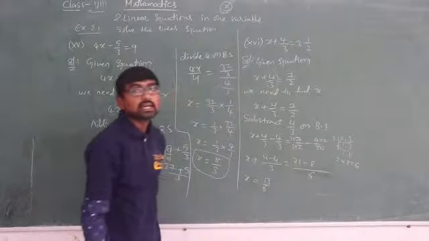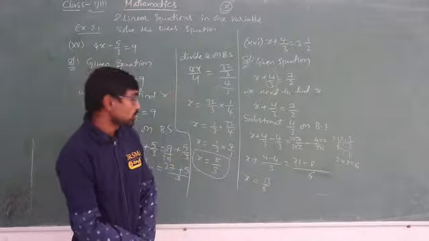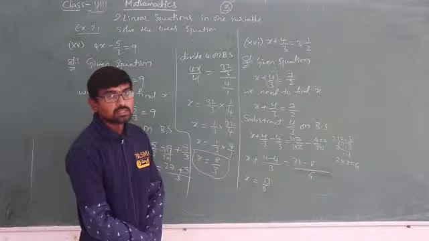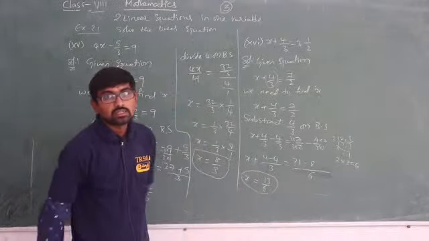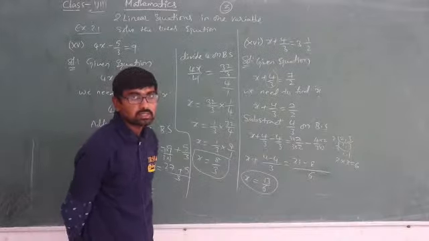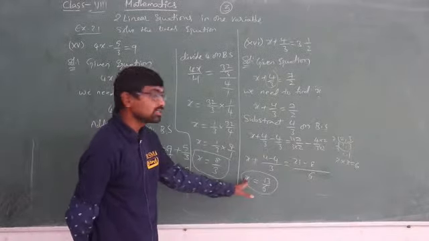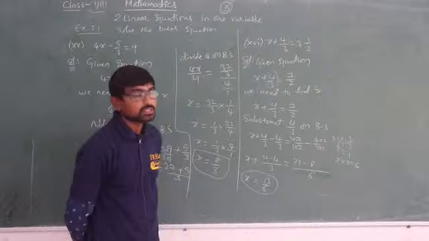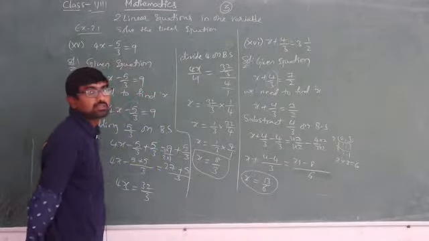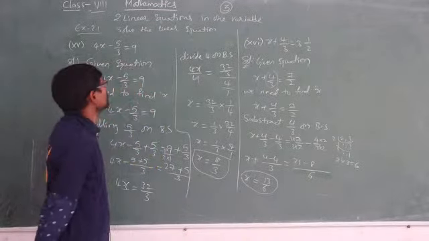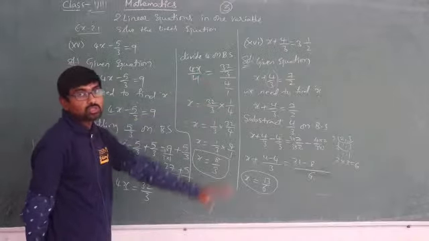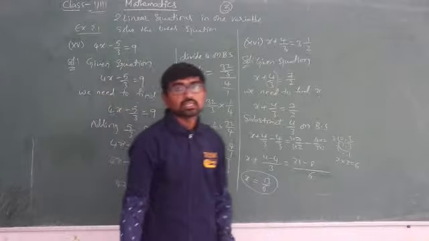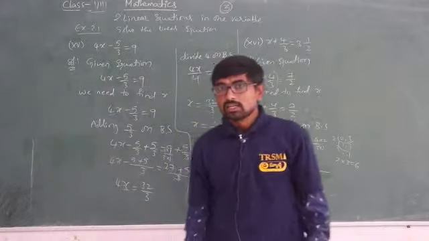Is 13 exactly divisible by 6? No, it is not divisible by 6. So therefore the required value of x is 13 by 6. So this is how you will find the value of variables. By these two questions we have completed exercise 1.